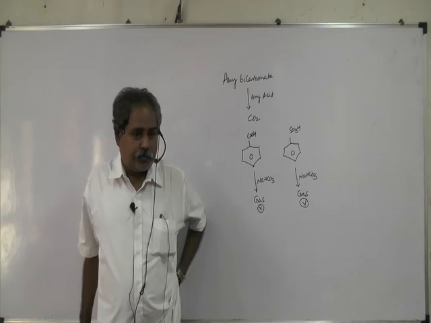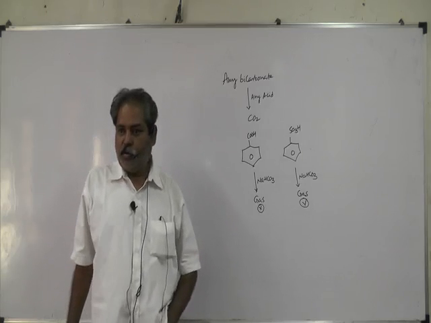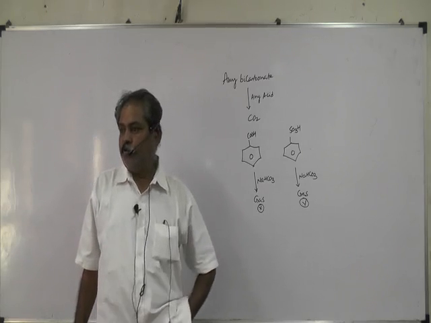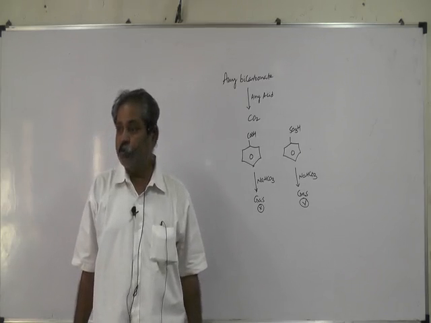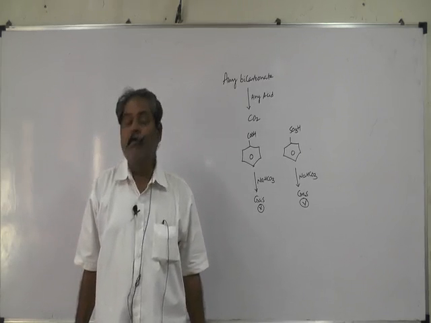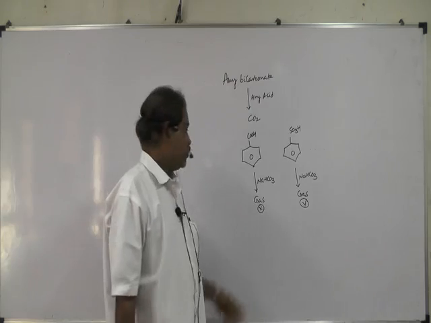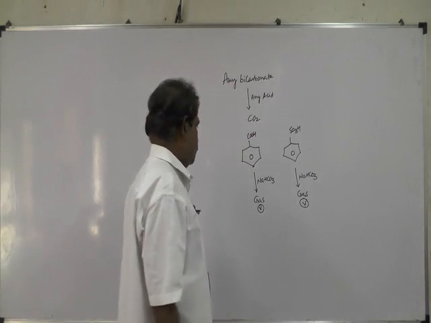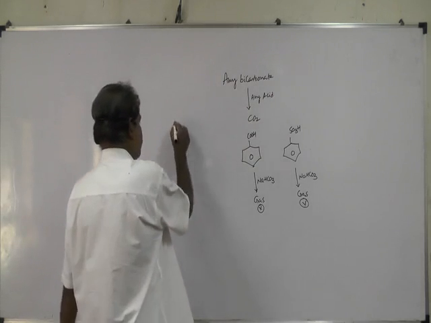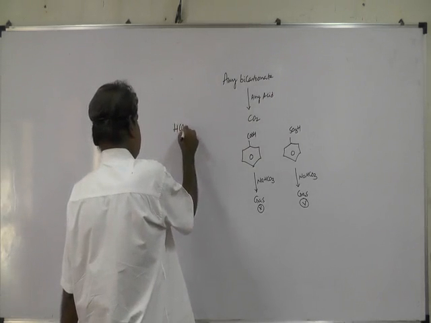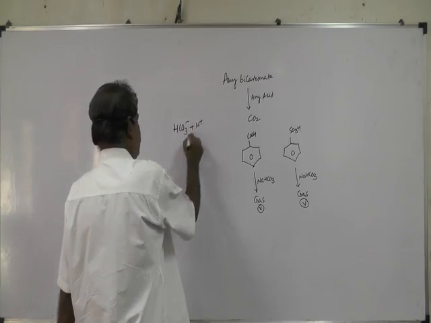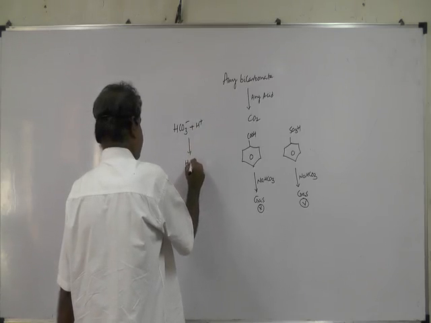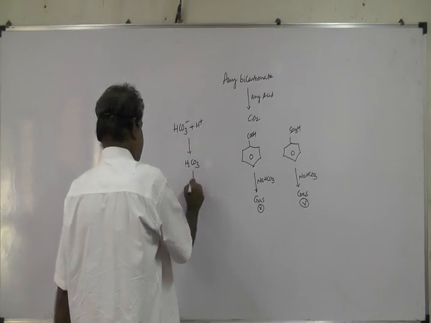CO2, SO2, or CO2, CO2. Why? Both are acids. This is benzoic acid, that is benzene sulfonic acid. So how do you get this? Bicarbonate combines with H plus to give H2CO3, which is nothing but a mixture of CO2 and H2O.